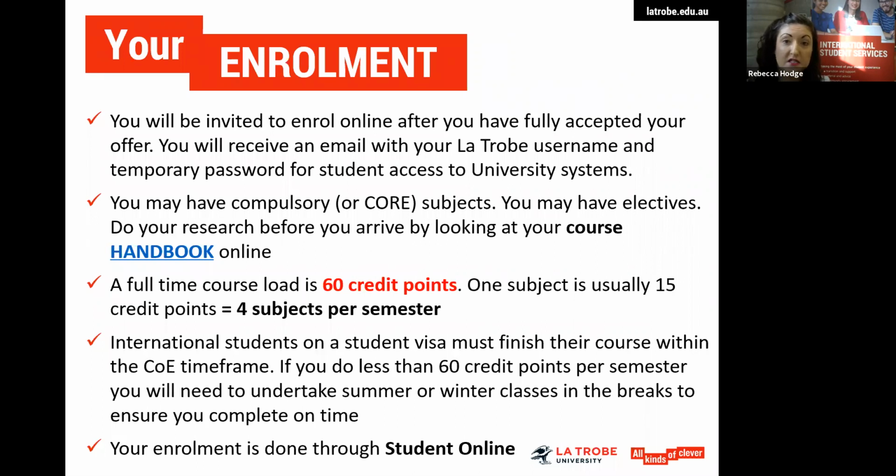It is an expectation as an international student, or a requirement, that you do have a course load of 60 credit points for any semester. And 60 credit points is usually made up of 4 subjects that are each 15 credit points. And as international students on a student visa, you must finish your course within the COE timeframe. So if you do less than 60 credit points in a semester, you will need to undertake summer or winter classes in the breaks in order to ensure that you complete on time.